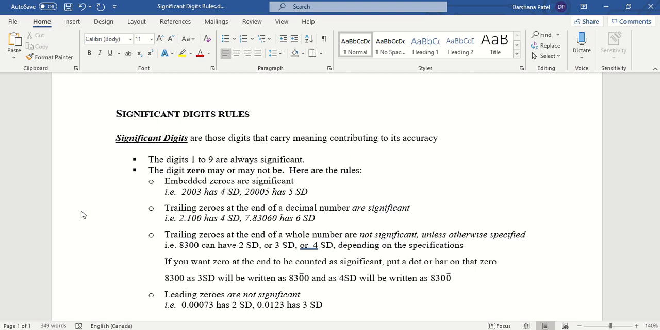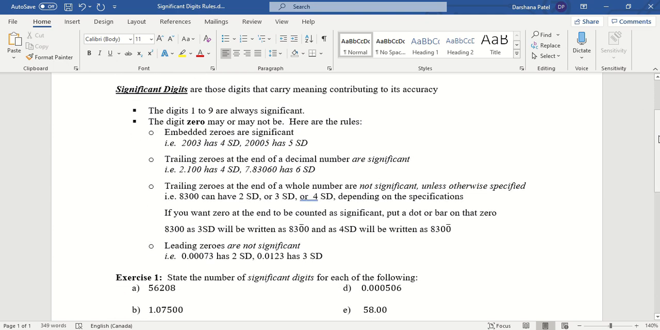Now 0 is a little bit tricky because 0 may be significant or may not be significant depending on where it appears and in which number it appears. These are some rules for significant digits for 0 as a digit. If 0 is embedded between two significant numbers, meaning between two non-zero numbers, they will be counted as significant. So for example, 2003 will have four significant digits.